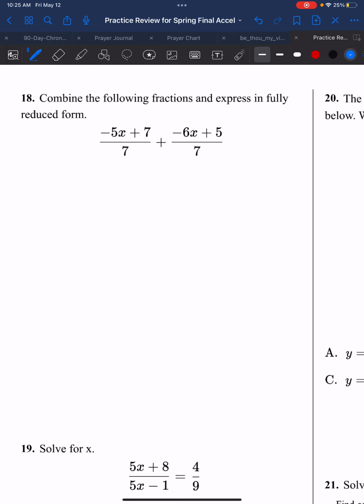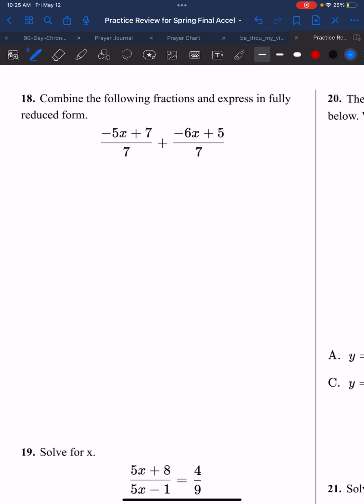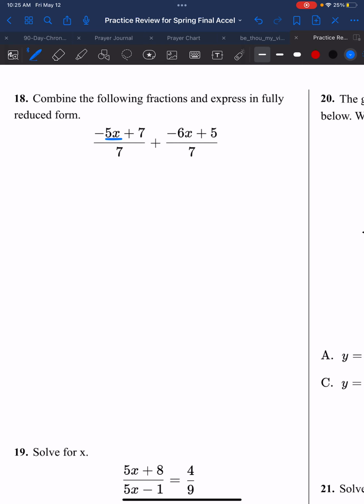18. It says, combine the following fractions and express in fully reduced form. So all you're going to do is look at what the operation is. I'm going to add. So I'm going to add the x's together. So I'm going to have negative 11x. Then I'm going to have 7 plus 5. And it's going to give me negative 11x plus 12 over 7. And really here, 11 and 12 don't have anything in common. So there's nothing I can factor out and cancel out. So that is my final answer.